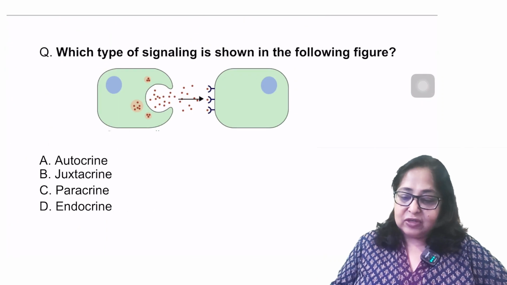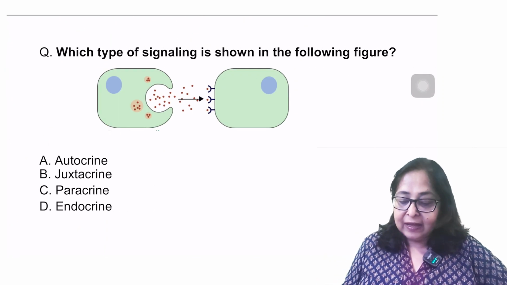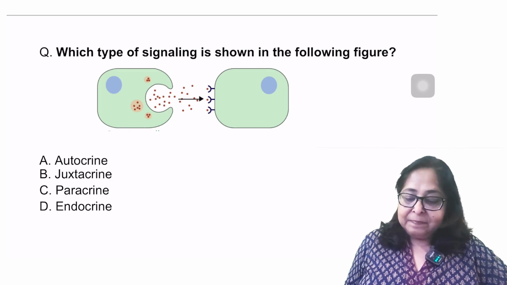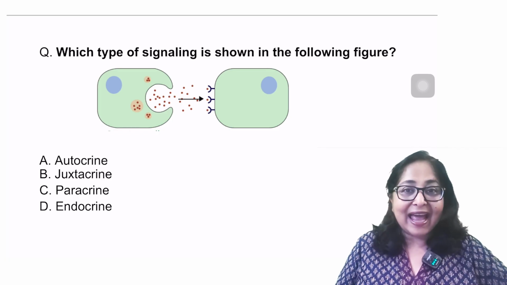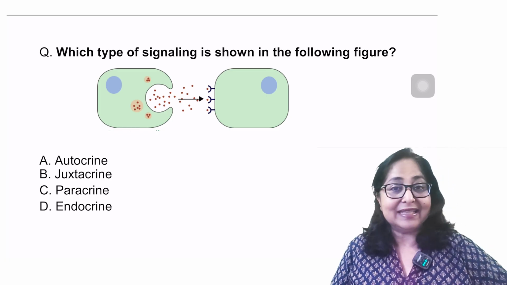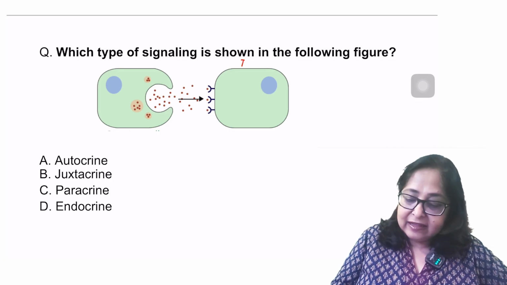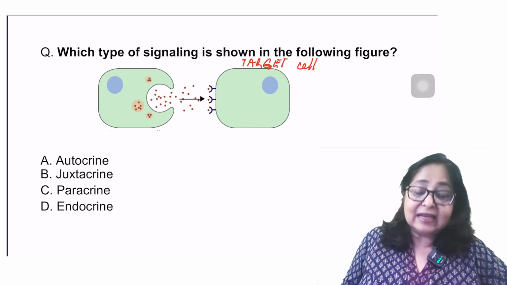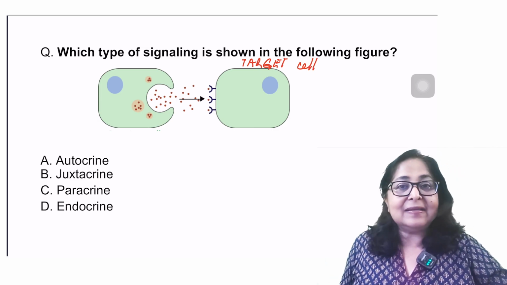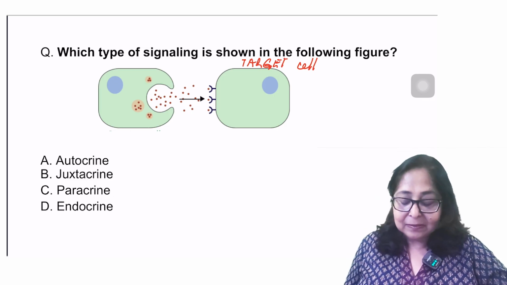Let's have a look at the next question. Now, which type of signaling is shown in the figure? Here is a cell whose secretions are acting on a neighboring cell. This is the target cell. The receptors are on the target cell, and the signaling cell releases its secretion or signaling molecule which acts on receptors on the target cell.